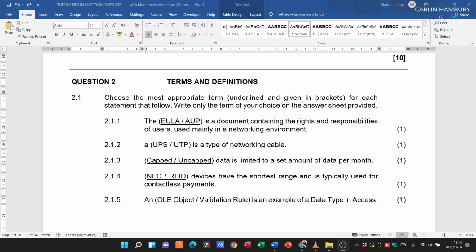Right, question number 2. Again, here we go with matching the items. So here you can see they've got 5 questions under question number 2. They're giving us a sentence and we need to choose the appropriate option for the particular sentence. And before we do that, let's just look at what these things are. In the first place, when we look at 2.1, they're talking about the EULA and the AUP.